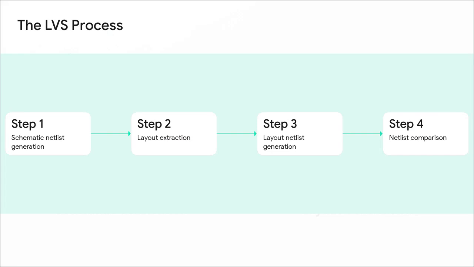First, the tool generates the schematic netlist. Second, it runs the layout extraction. Third, it builds the layout netlist. And fourth, it runs a heavy-duty comparison engine between the two. In step 2, the layout extraction, the tool is basically acting like a detective, mapping out every single wire based on those rule decks we just talked about. But steps 3 and 4, that is where the heavy lifting actually happens.